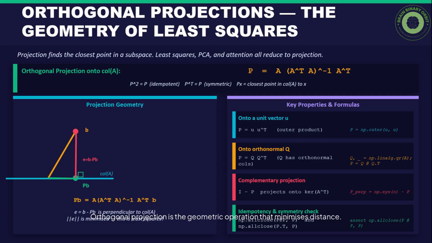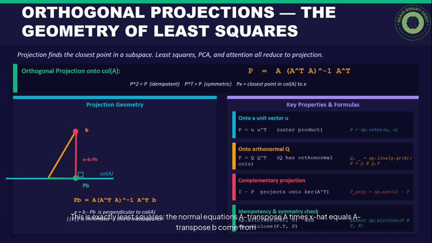Orthogonal projection is the geometric operation that minimizes distance. The orthogonal projection onto the column space of A is P equals A times the inverse of A transpose A times A transpose. This matrix satisfies two key properties: P squared equals P, called idempotency, and P transpose equals P, called symmetry. The projected vector Pb is the closest point in col A to b. The error vector b minus Pb is perpendicular to col A.